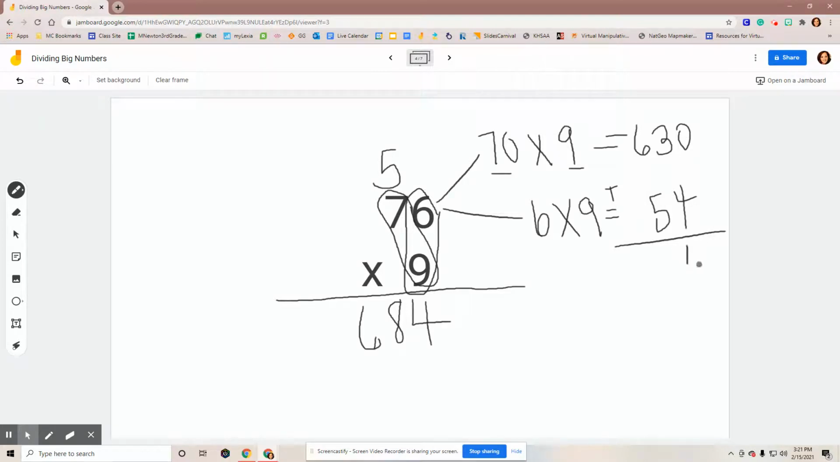0 plus 4 is 4. 3 plus 5 is 8. 6 plus 0 is 6. And look, I get my same answer. So either way you want to do this is cool with me. It gets you the same product.